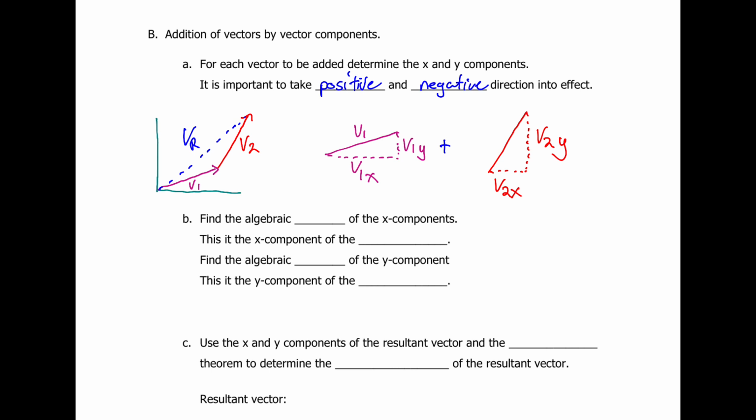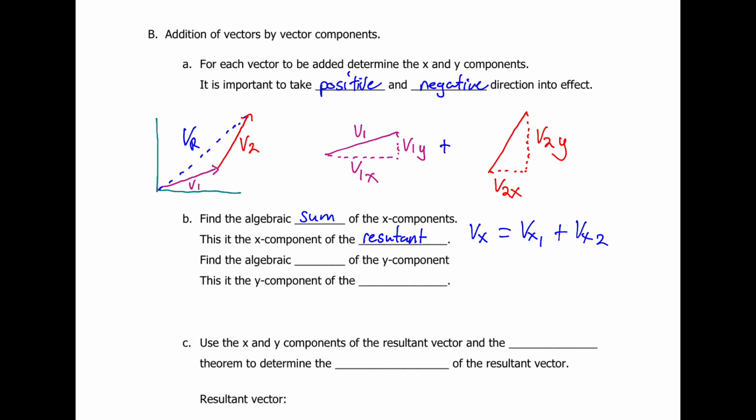So we're going to find the algebraic sum, or regular sum. Algebraic is a fancy word for just normal, of the x components, and this is the x component of the resultant. The way I like to write this is just Vx is equal to Vx1 plus Vx2. So basically what this means is I'm taking this size and I'm adding it to this size.